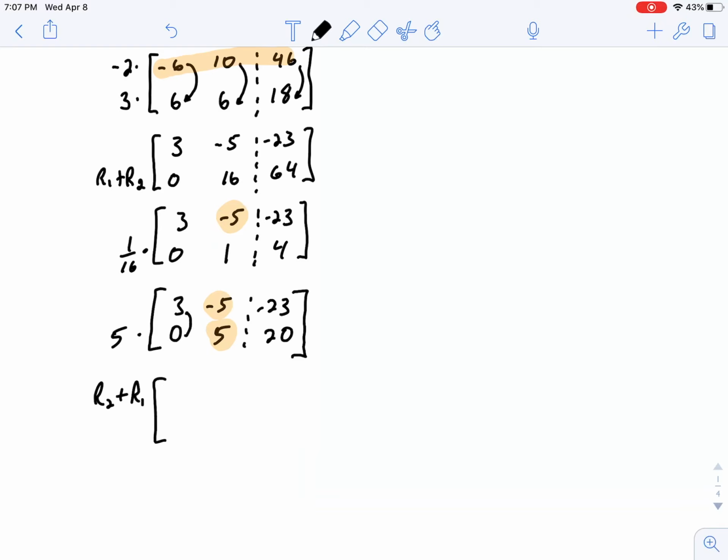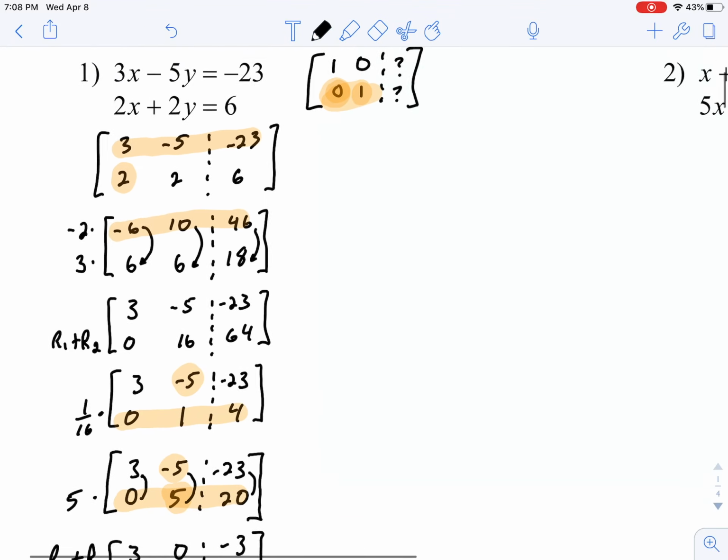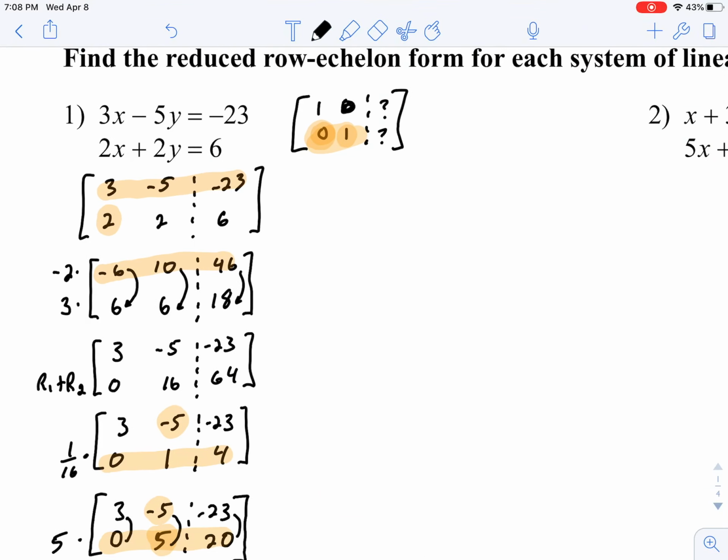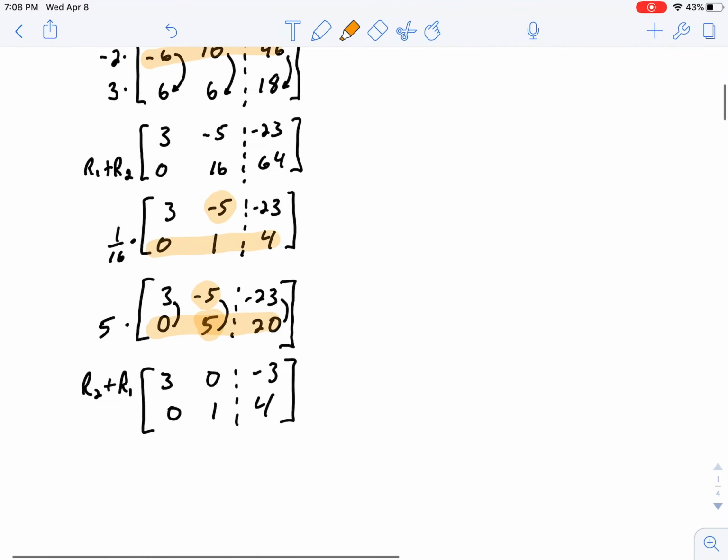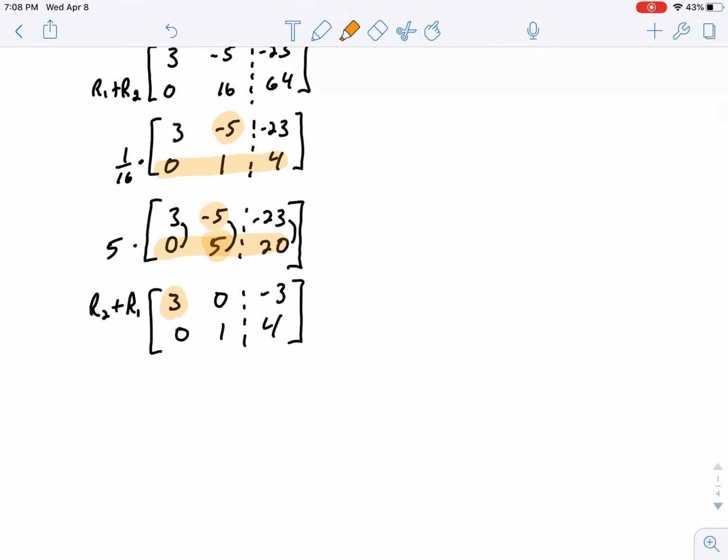0 plus 3 is 3. 5 plus negative 5 is 0. 20 plus negative 23 is negative 3. Of course, I have a blank line here. I could carry this down if I want to, but that would be foolish because this row was done, and I don't want to mess with the results we already got, so I'm going to bring that down. So now we've got this 0. Oops. That 0. All we need now is a 1 right here.